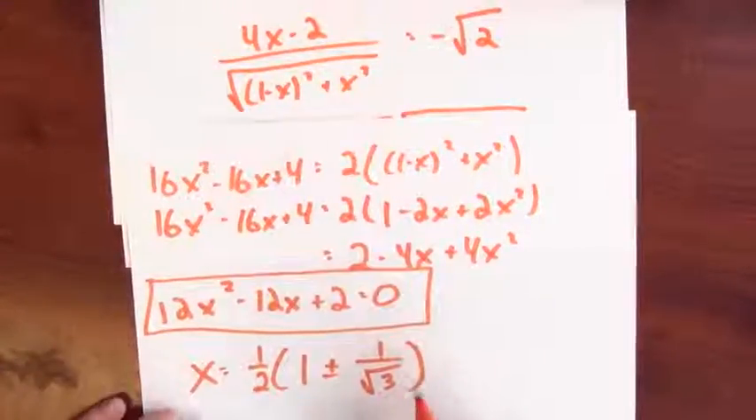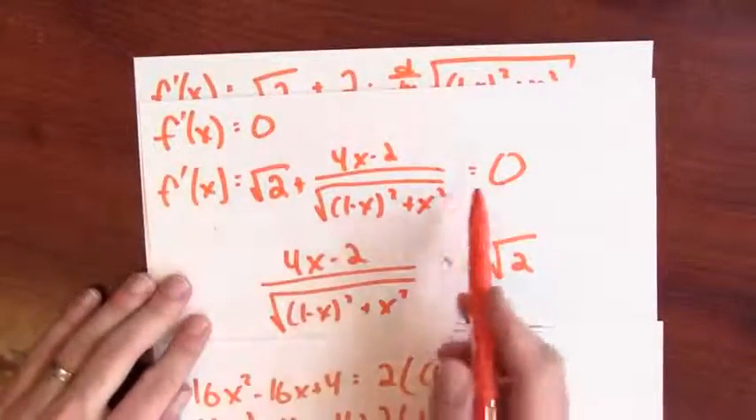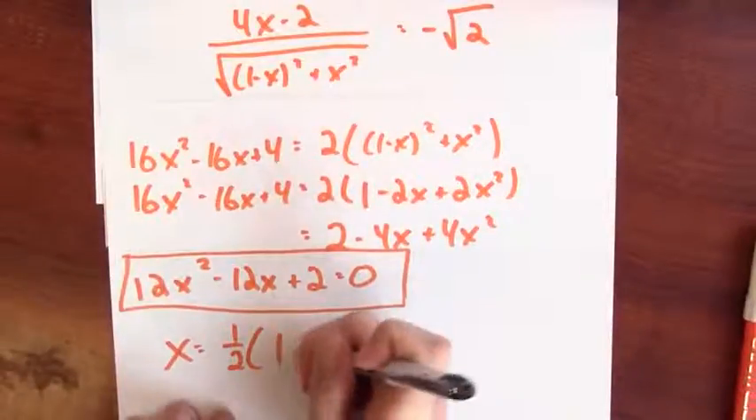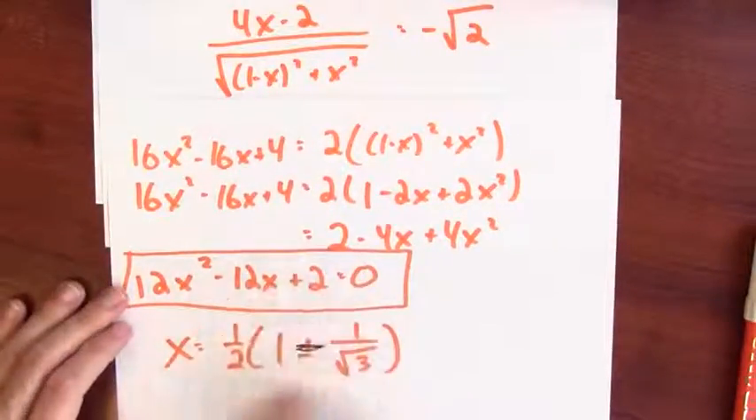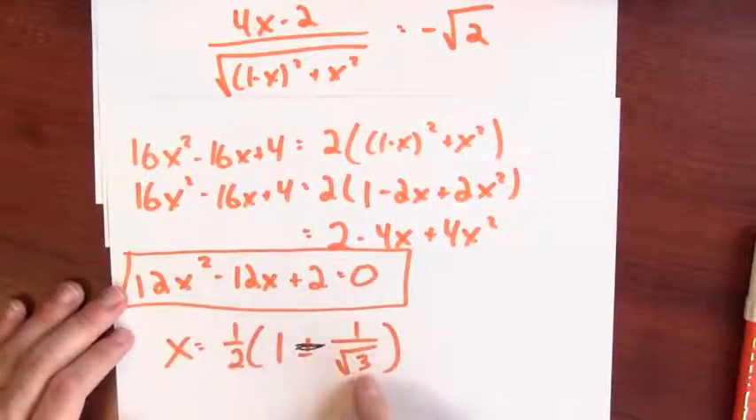Now the issue here is that it turns out that I'm getting 2 solutions for x, but only one of these is actually a place where the derivative is equal to 0. So if you're careful and you check, it turns out that this is in fact a minus sign. So this is the only critical point: x equals 1/2 (1 minus 1 over the square root of 3). So I've got a critical point.